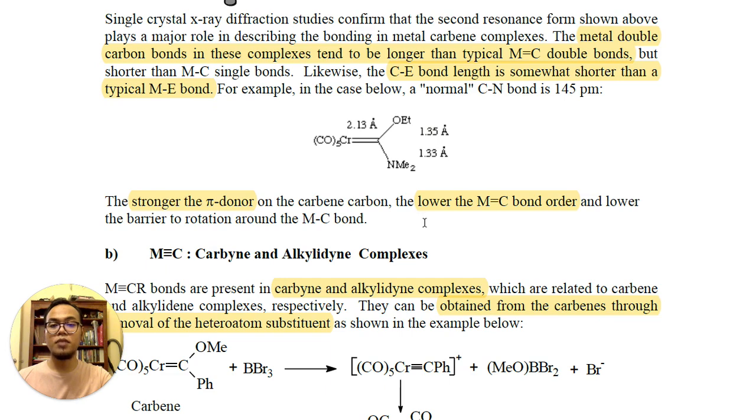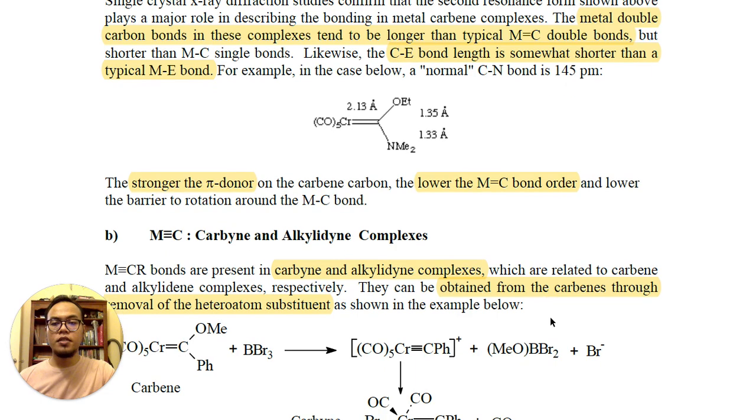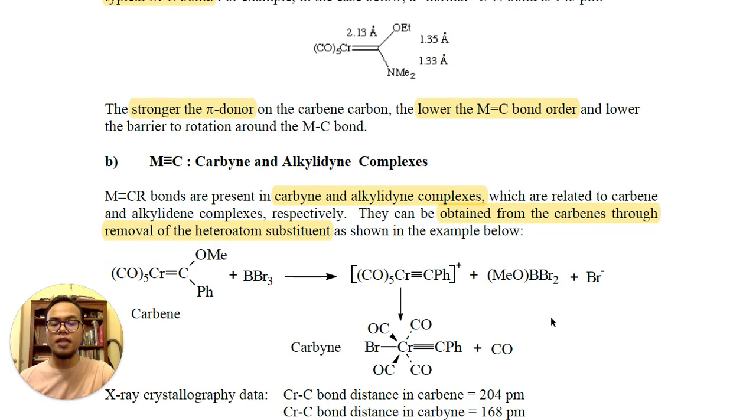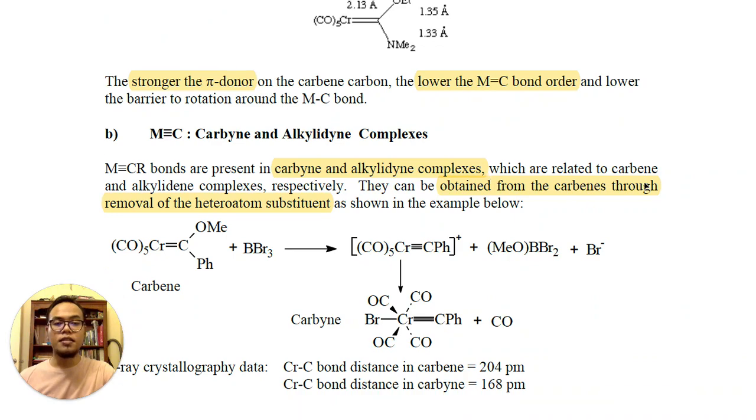The second part will be on the M triple bond. Next, we are moving on to the M≡C triple bond. We call these carbyne, or alkylidyne, complexes, which are of course related to carbene complexes.